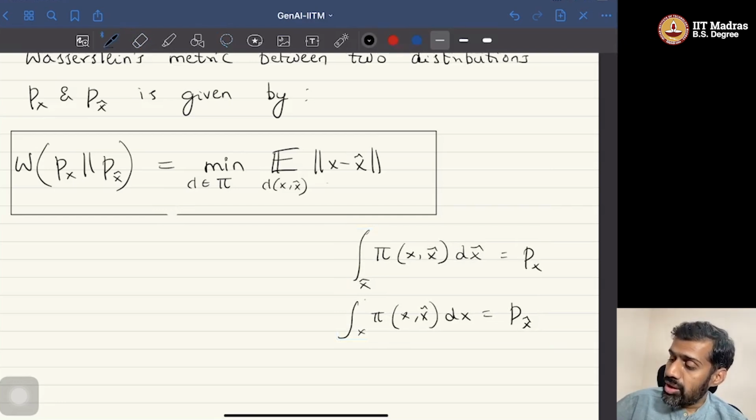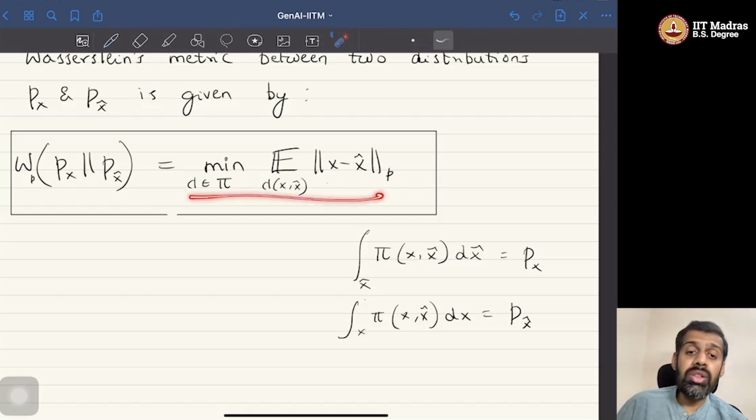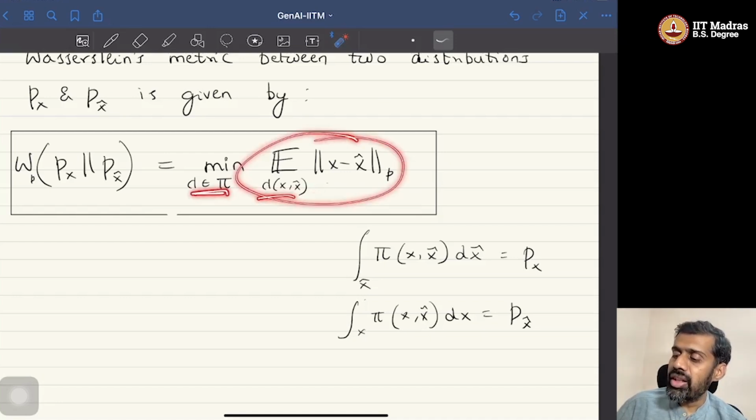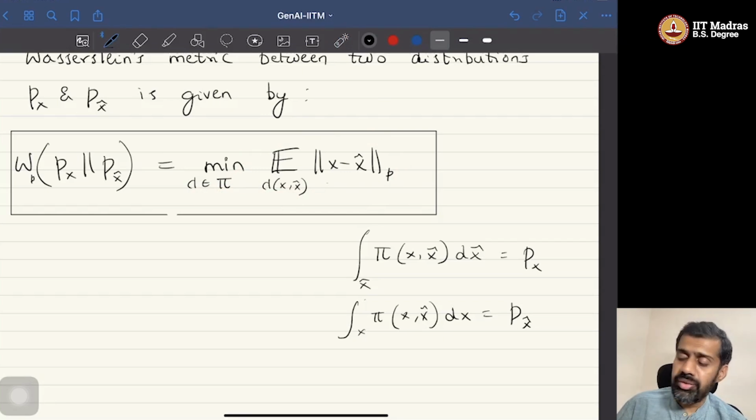If we use the pth norm here in general, this is called the pth Wasserstein's distance. This is also called the optimal transport plan, right? For obvious reasons, because every joint distribution is representing one transport plan, and amongst all possible transport plans, we are seeking the one that has the least amount of work done. So in that sense, it is the optimal transport plan.